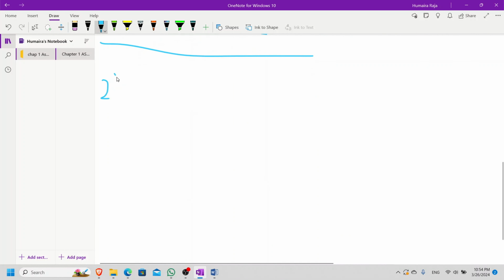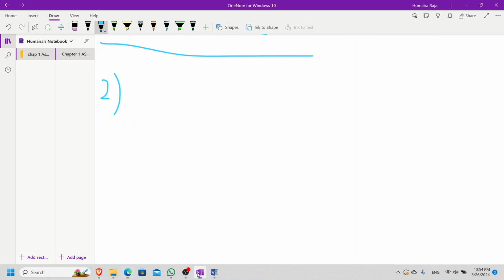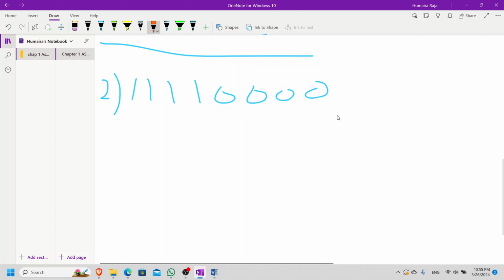This is question number 2. So I will take part number 2 for this, and what is written over here? 1, 2, 3, 4, and double 0, double 0. So you have to convert into one's complement. For one's complement, simple, you have to invert all the digits.